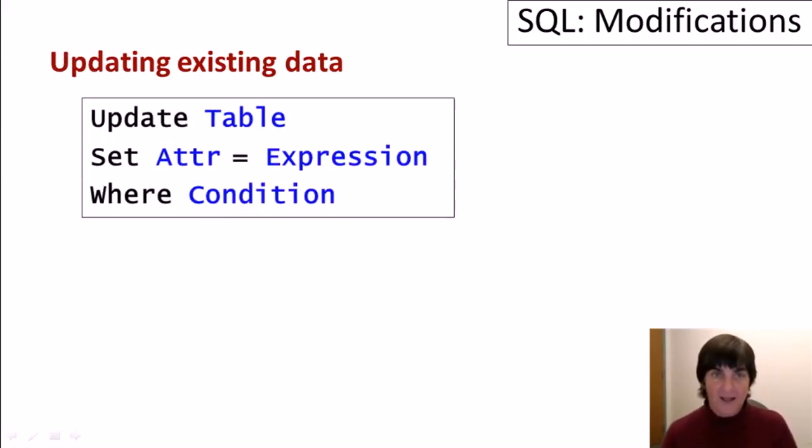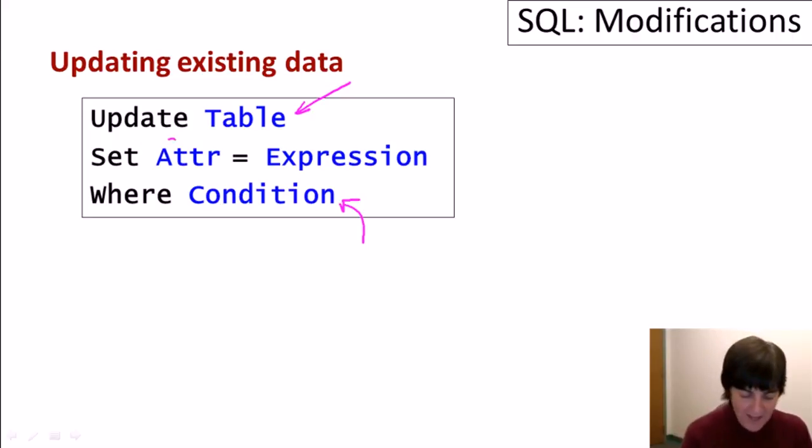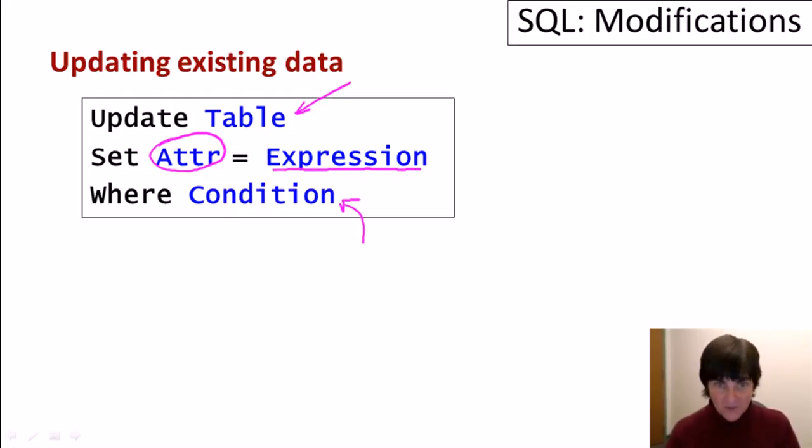Finally, we're interested in updating existing data. And that's done through a command similar to the delete command. It similarly operates on one table. It evaluates a condition over each tuple of the table. And now when the condition is true, we don't delete the tuple. Instead, we modify the tuple. We take the attribute that's specified here and we reassign it to have the value that's the result of the expression. As we'll see in the demo, this condition here can be fairly complicated.